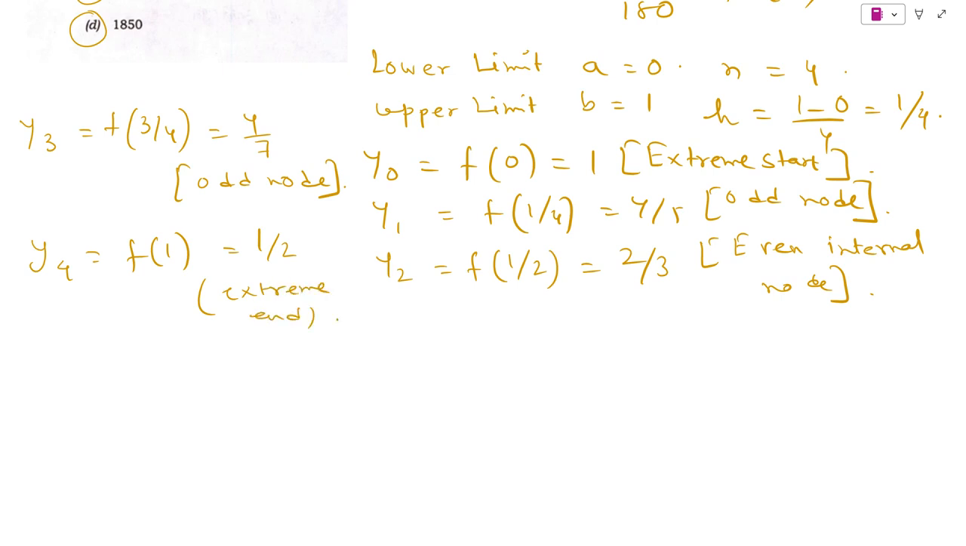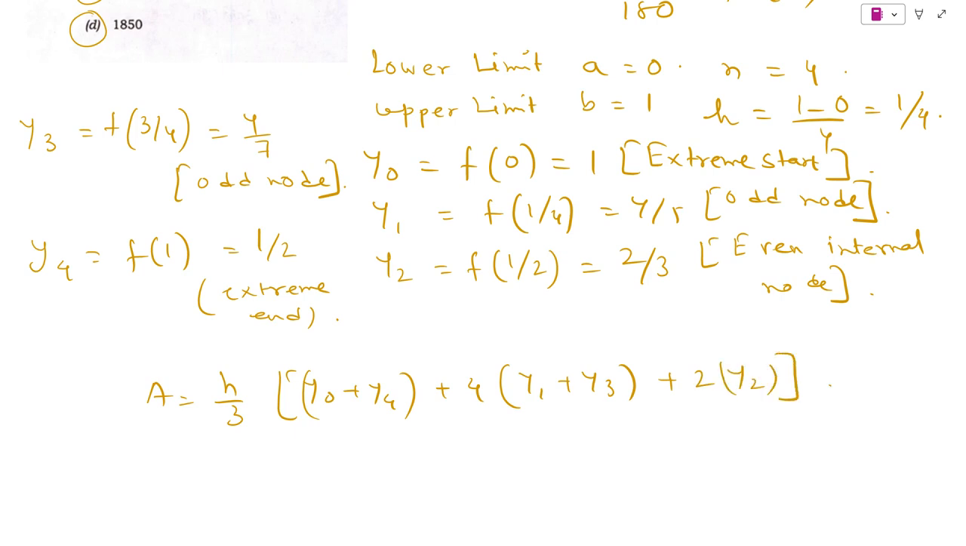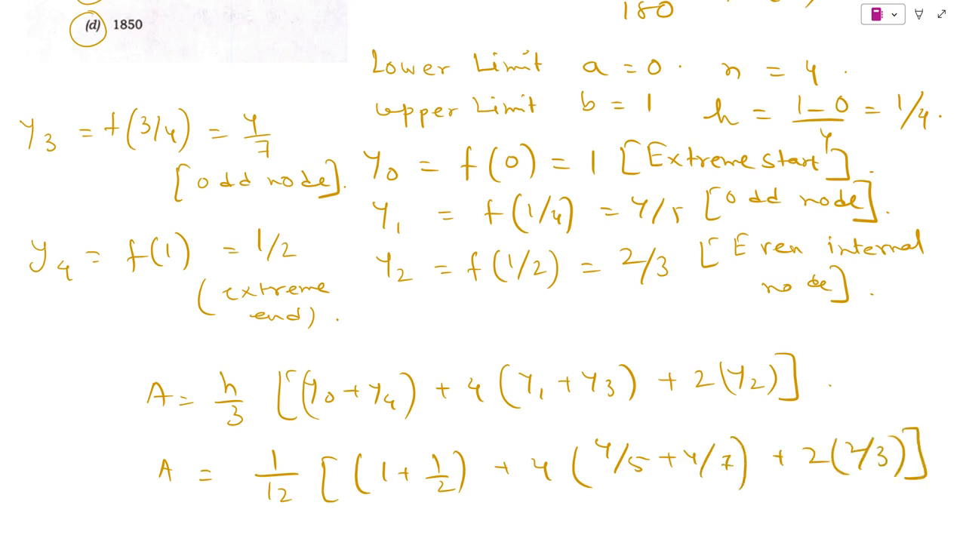Okay. So let's plug this directly into the architectural layout of our formula. So A will be h by 3 into y0 plus y4 plus 4 into y1 plus y3 plus 2 into y2, right? So A will be 1 by 12 into 1 plus 1 by 2 plus 4 into 4 by 5 plus 4 by 7 plus 2 into 2 by 3, right?